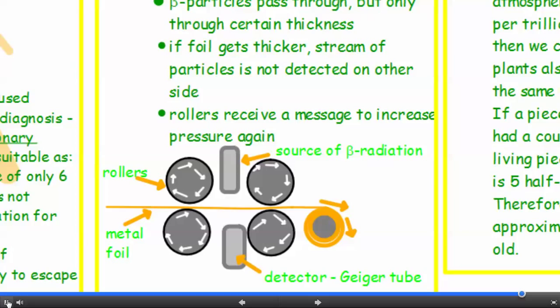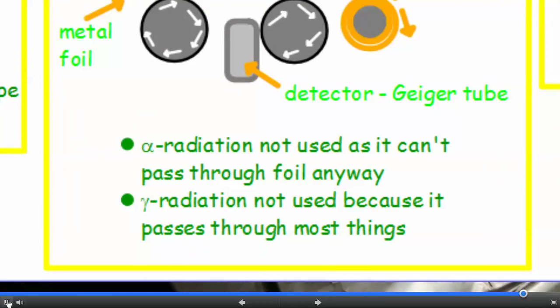So this shows the diagram, the thin metal foil in the middle there, that orange line in the middle, being pressed flat by the rollers. So why use beta radiation for this? Well, alpha radiation isn't used because it can't pass through foil anyway, so that would be useless. And gamma radiation isn't used because it passes through most things, so that would be useless.